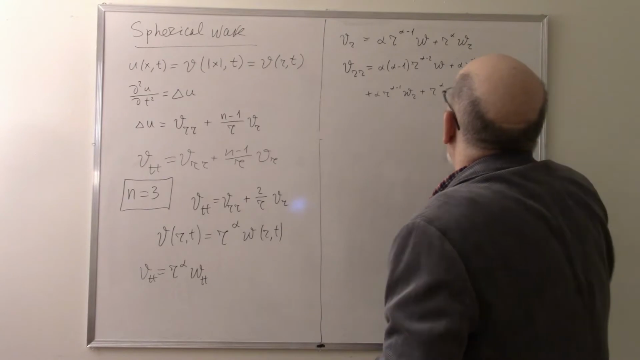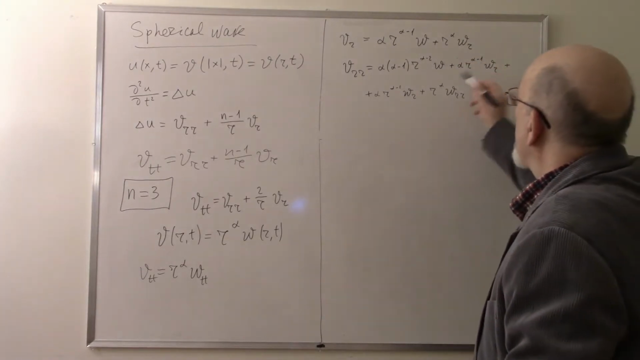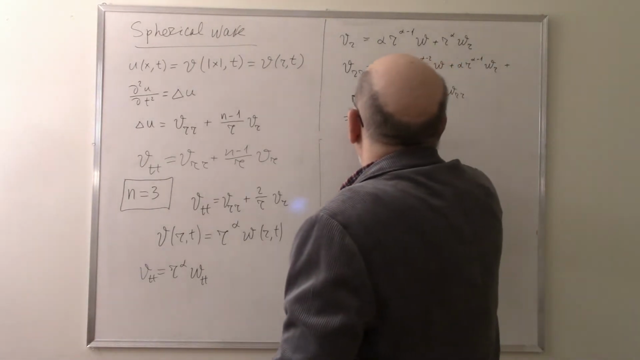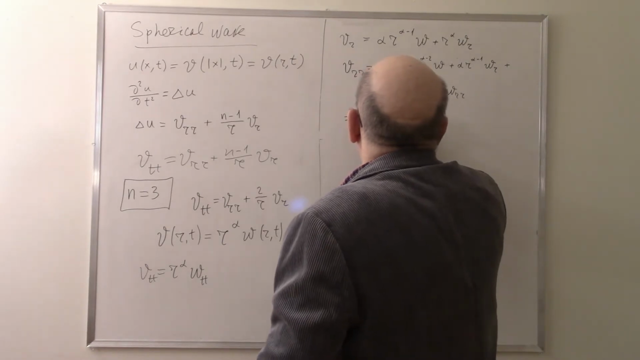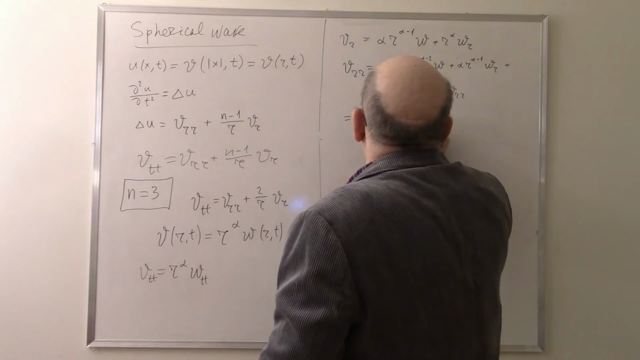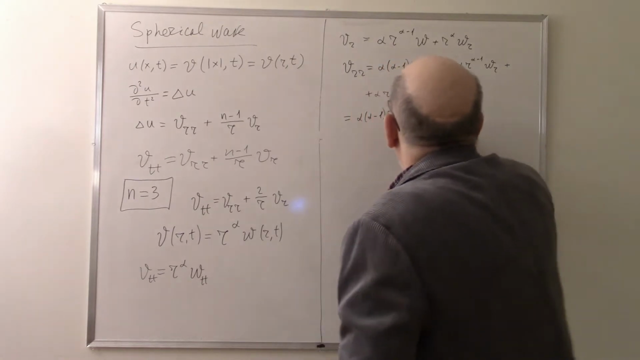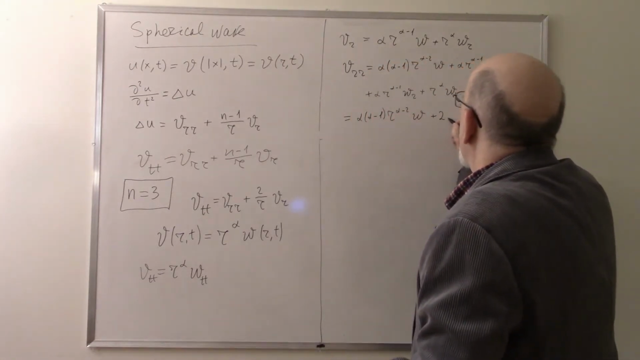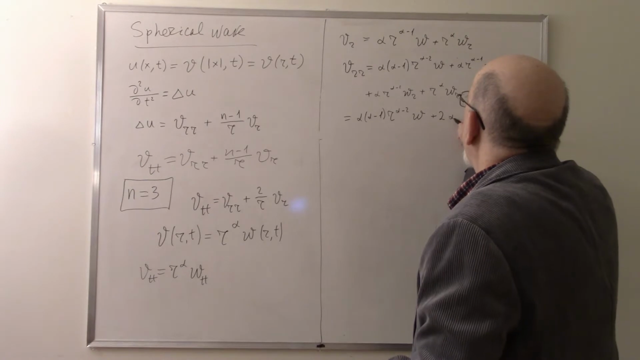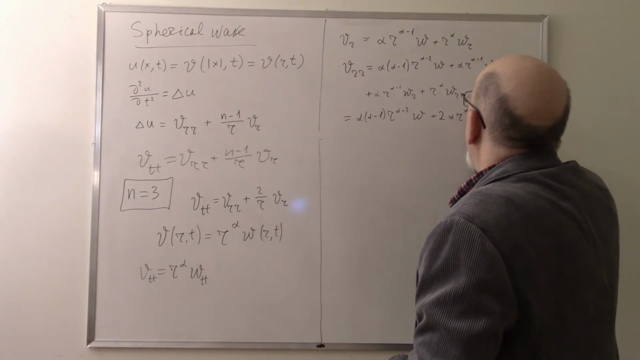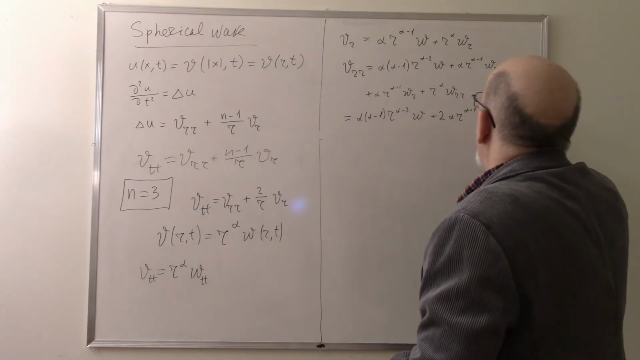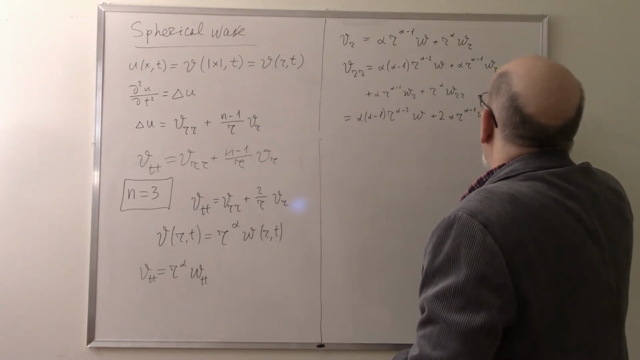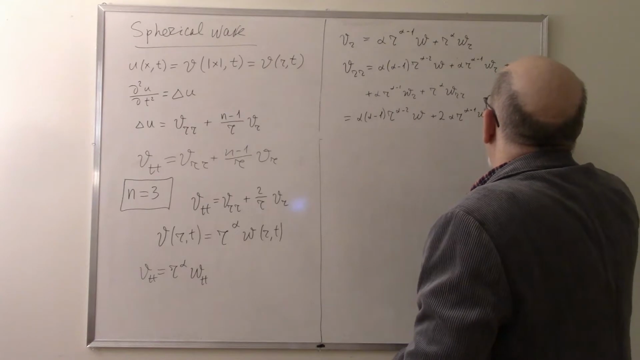Aha, no, let me write it again. It is alpha minus 1 R alpha minus 2 W plus 2 alpha R alpha minus 1 WR plus R alpha WRR.